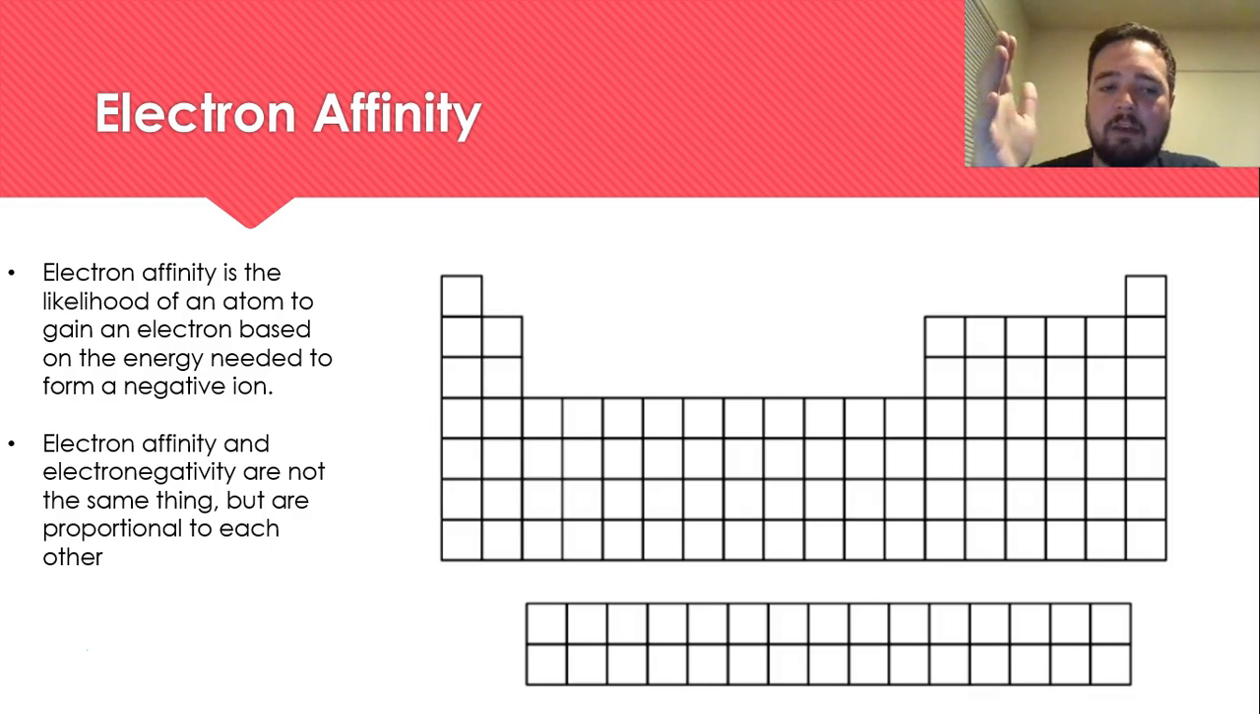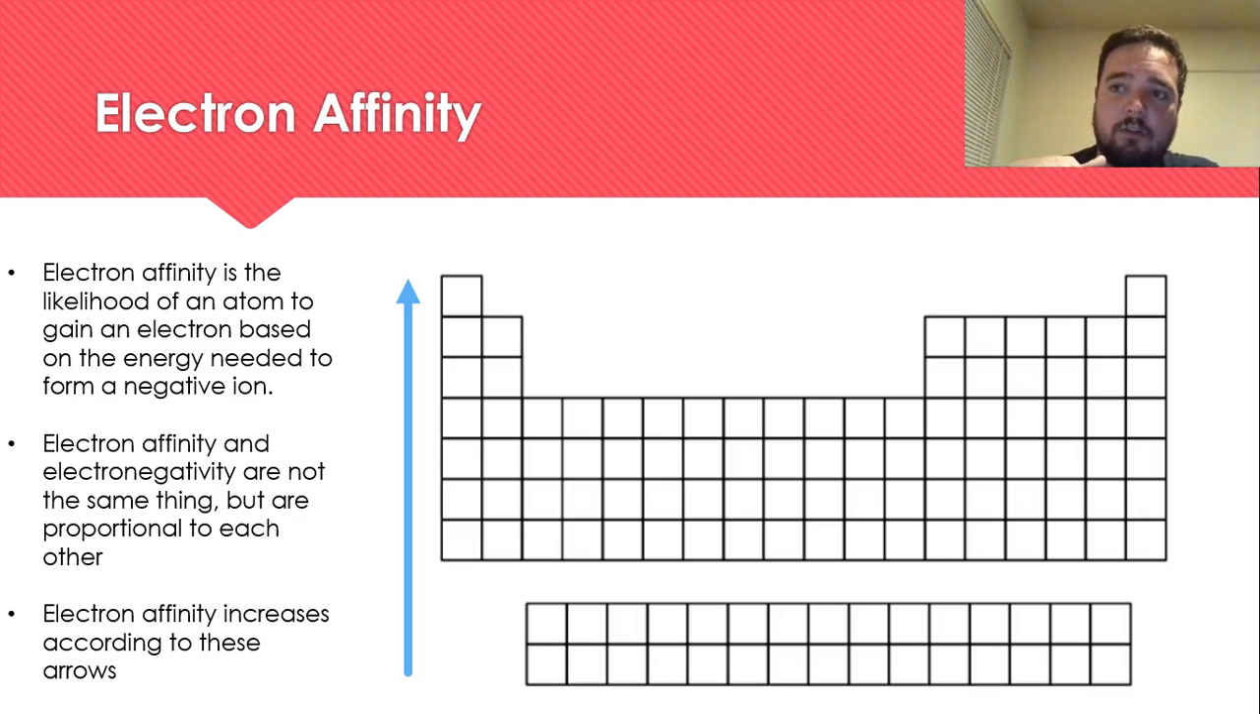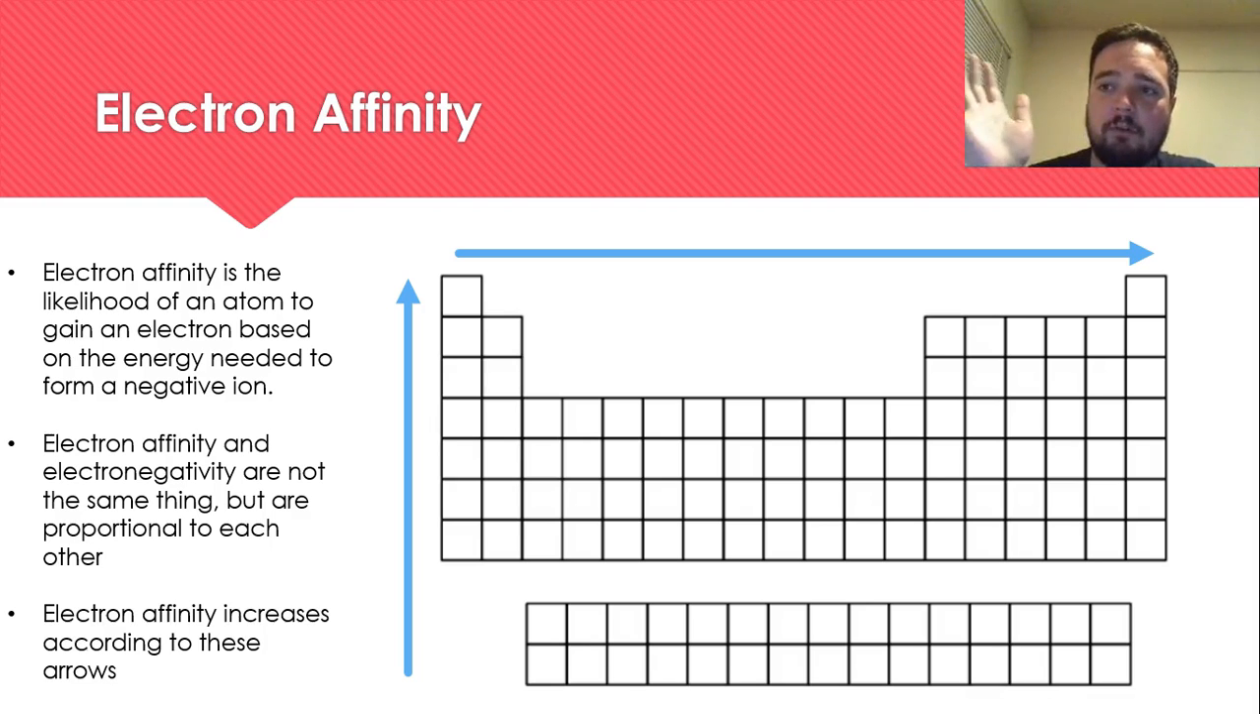Again, electronegativity and electron affinity are not the same thing. They are proportional to each other, and I'll show here in just a second why, but they are not the same thing. So they increase in a similar way as well. Electron affinity increases as you go from the bottom to the top of the periodic table, and it also increases as you go from the left to the right.